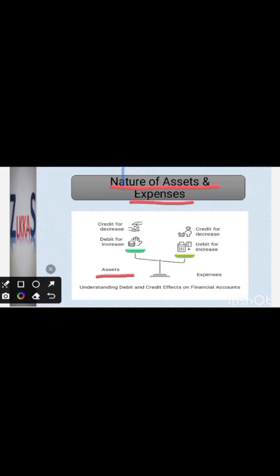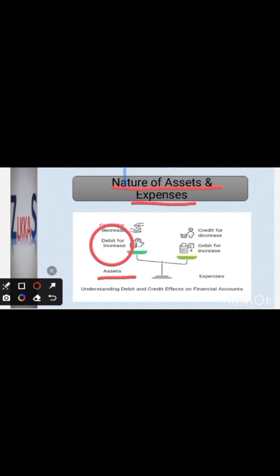Here we have first assets, right? Just look at this picture clearly. Assets. Actually, when the assets increase, they will be debited. Increase means when the company purchases something. As I told you in the last example, the company purchased the markers, or furniture or any machinery or whatever. When the company purchases something, it will come into the business. When the asset is increasing, it means it will be debited.